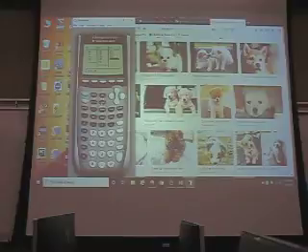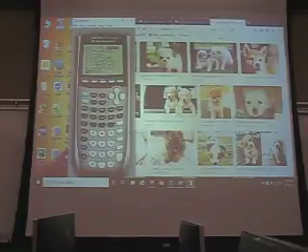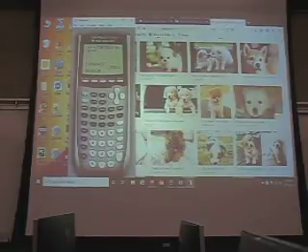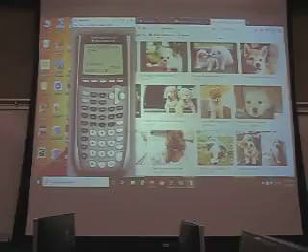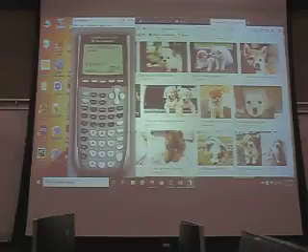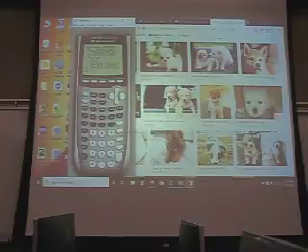So I'm going to go to stat, test, arrow up, because it's the very last one, ANOVA. Enter. I need list 1, second L1, comma, right above the 7, second L2, comma, second L3. Enter. And that gives me my F value and my P value. Everybody see that?